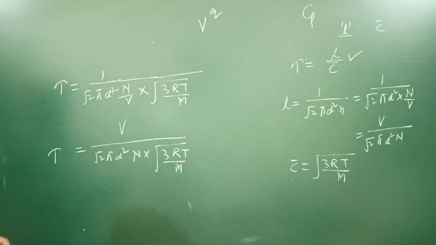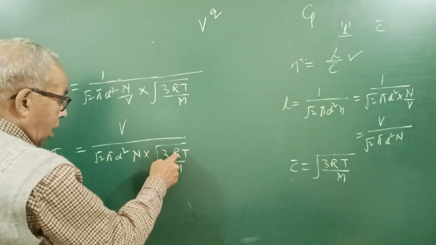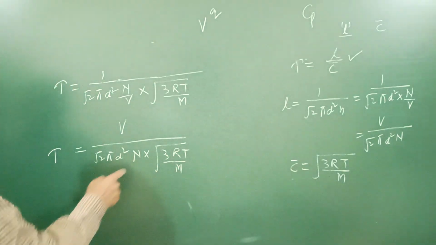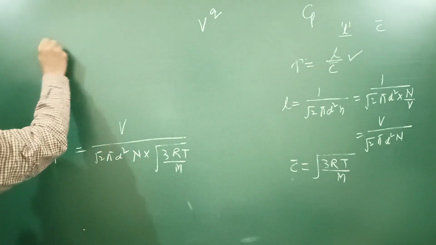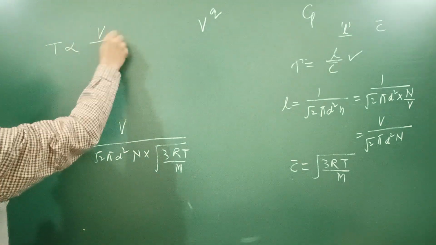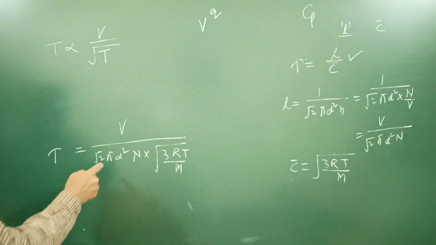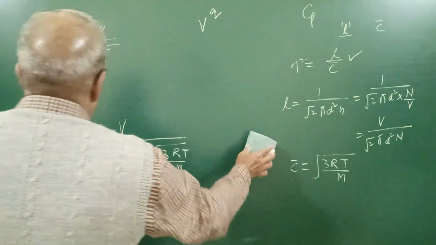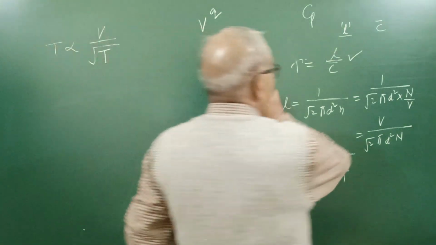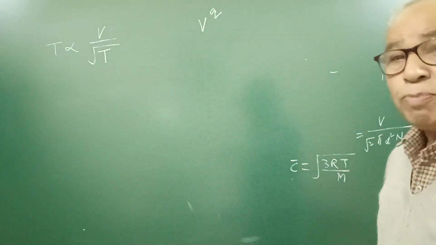For the given gas, d, pi, R and N are constant, so here we can say that tau is proportional to V upon root T. Listen very carefully, all the other things are constant, so that way we can write tau proportional to V upon root T. If you don't get it, pause the video.